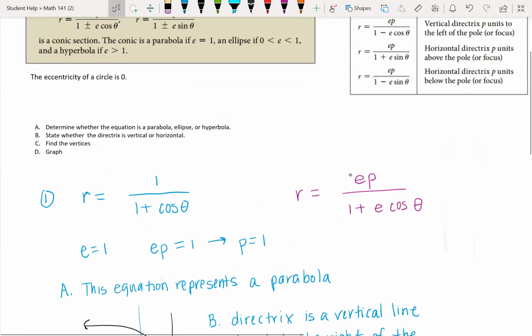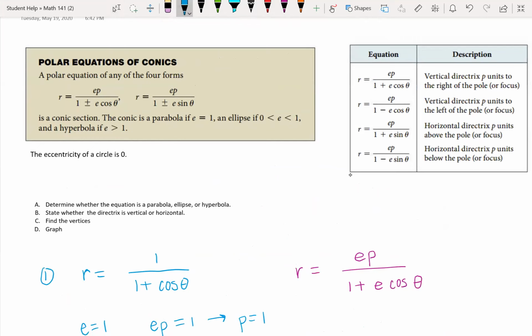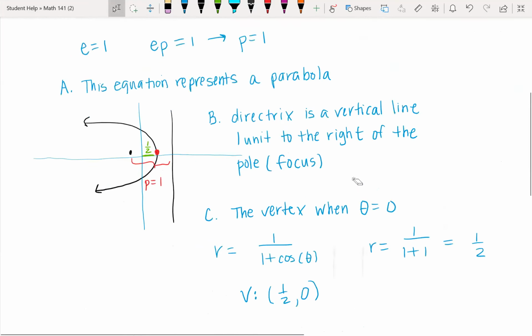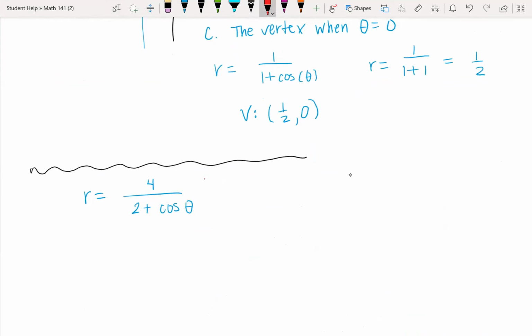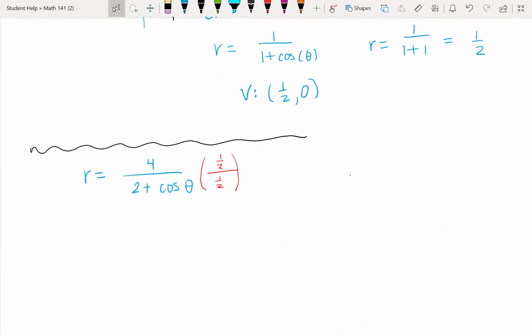Looking back at the original equations that we had, one of the important things to note is that we will always have a 1 in that first position there. So what we're going to do is change this equation to make sure that we have a 1 as that starting point in the denominator. So I'm going to divide the top and the bottom by 2. I'm going to multiply by 1/2 on the top and 1/2 on the bottom, so that I can change that first 2 into a 1. So we'll have r is equal to 4 times 1/2 is 2, over 1 plus 1/2 cosine theta.